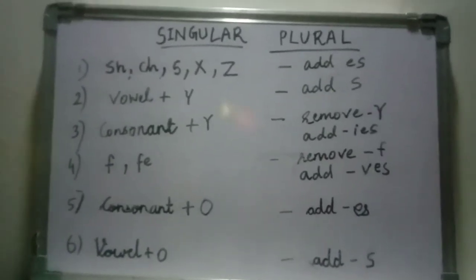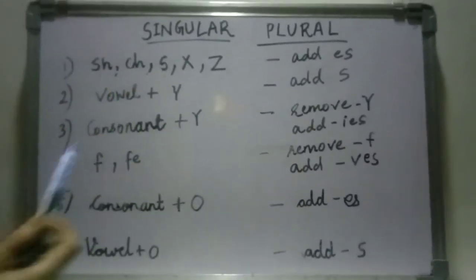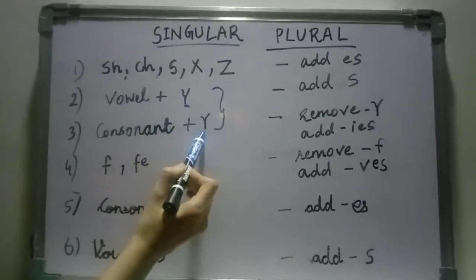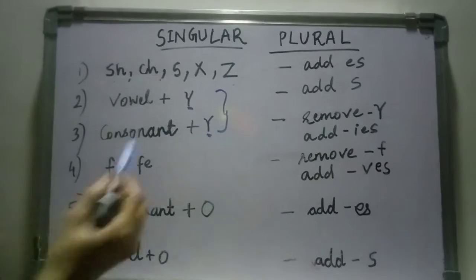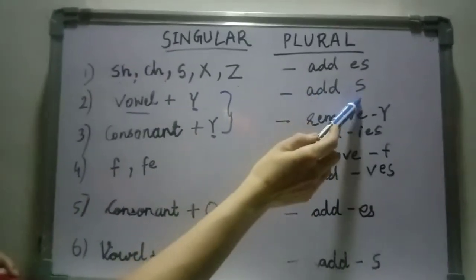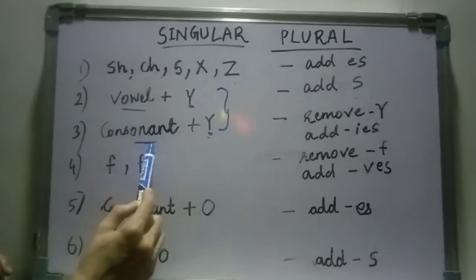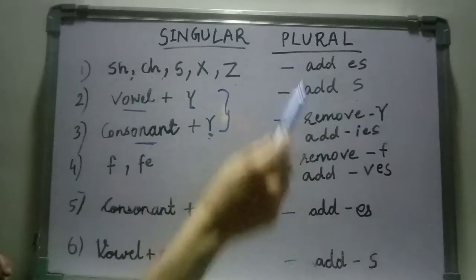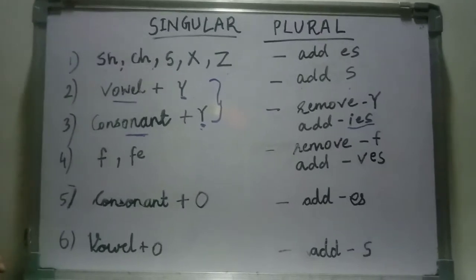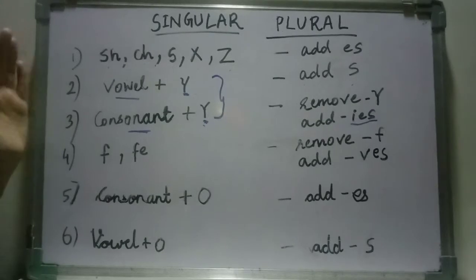Now rule number 2. If a word ends with Y, this is a combined rule. If a word ends with Y, but before Y, if it is a vowel, you add S to it. But before Y, if it is a consonant, you remove that Y and you add IES to that word. I will be taking examples one by one. First, keep these rules in mind.